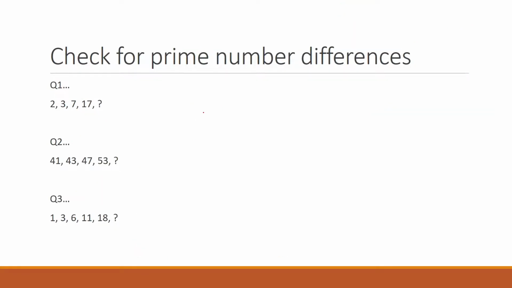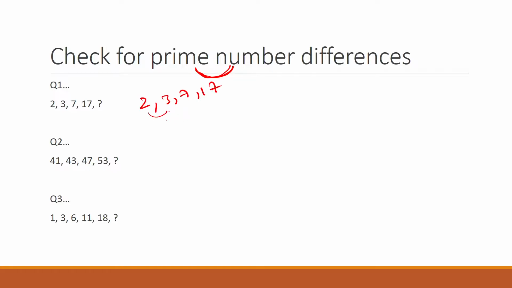So sometimes it happens that instead of giving a constant difference, an increasing difference or a multiplicative difference, they give you a prime number difference to make it somewhat more complicated compared to the previous one. So start with the first question: 2, 3, 7, 17.